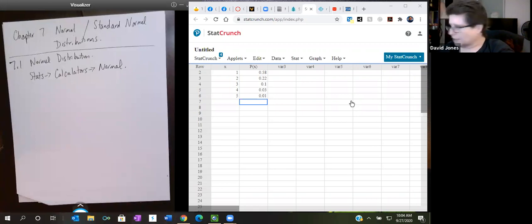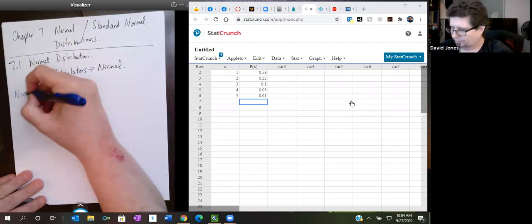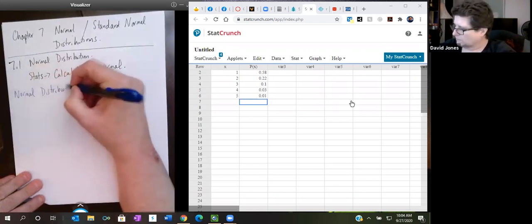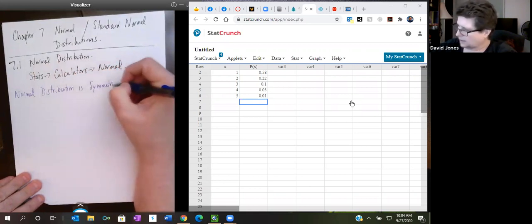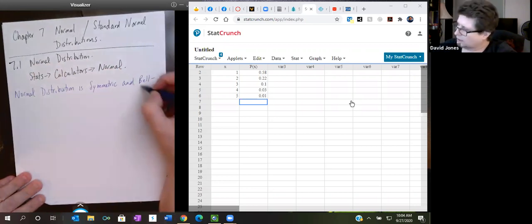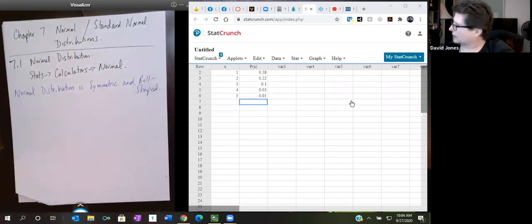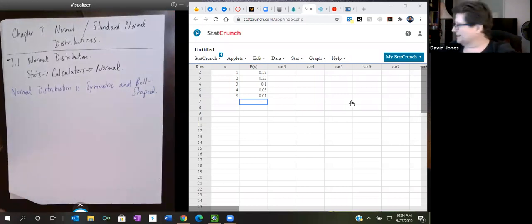But for now, let's just talk about the normal distribution. The normal distribution is symmetric and bell-shaped. And this will be our most important distribution from here on forward. As you'll see when we get to chapter 8, we can make everything look approximately normal, and that's desirable.